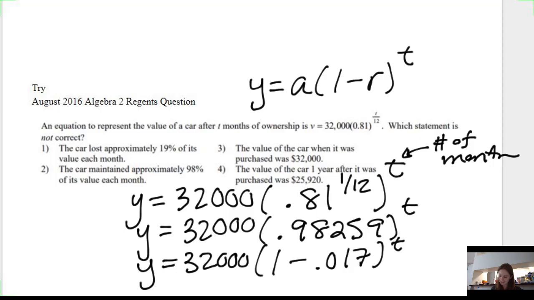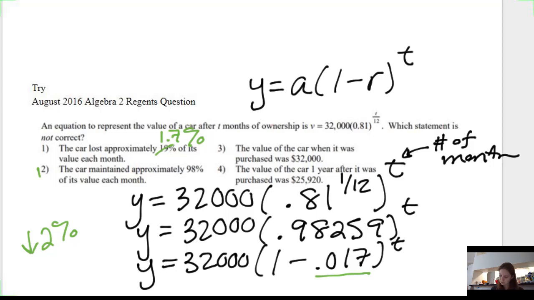Okay, so which statement is not correct? So we have the car lost approximately 19% of its value each month. So now that I've got it in terms of months, it is not losing 19%, it's losing 1.7% of its value. So I know that that's incorrect, and I'm looking for one that's incorrect. So that seems like this is the one I'm going to circle, but let me keep going. The car maintained approximately 98% of its value each month. Sure, I just indicated that it was going down about 2% each month, which means another way of saying that, glass half full, is that it maintained 98% of its value each month. So this one is correct.